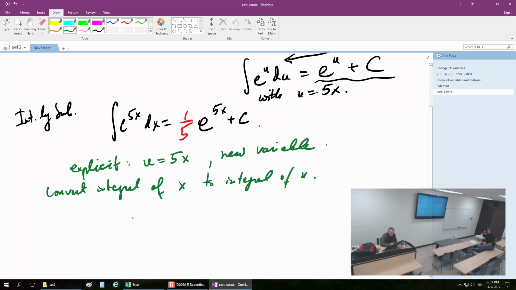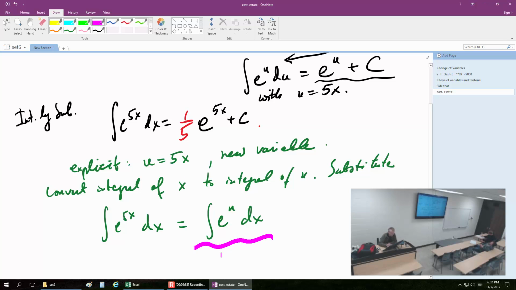Because look at it, let's say I substitute. I have my integral e^(5x) dx, and I know that u is 5x. So let's substitute: e to the u. Unfortunately, there's that extra term, dx, and it's not going away. So this actually looks pretty bad. Why is it bad? Because we have two variables mixed together. They actually depend on each other, and yet they are really not interacting with each other.